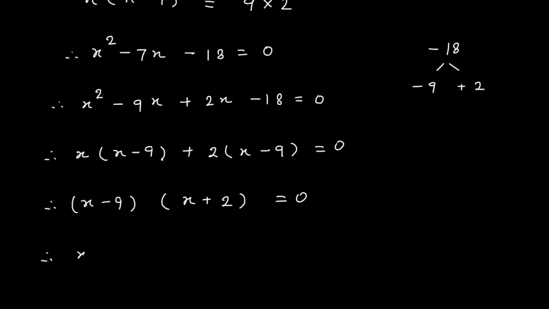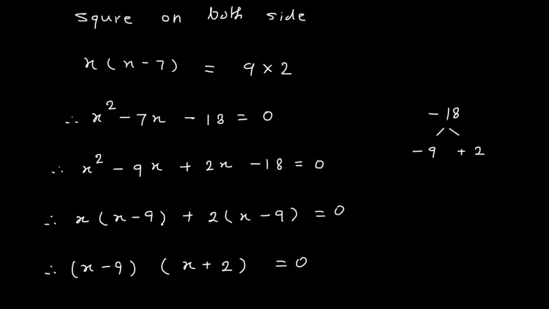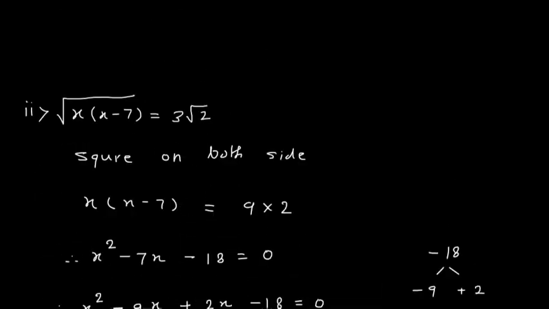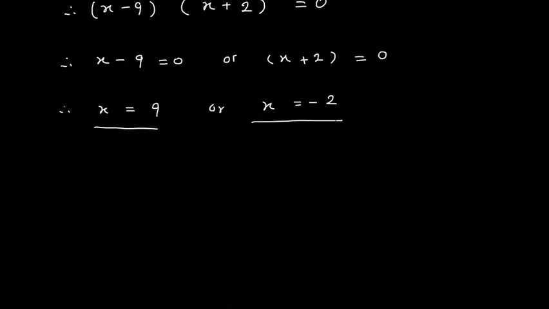So you have x minus 9 is 0, or you have x plus 2 is equal to 0. So we say that x is equal to 9, or we say that x is equal to minus 2. So the value of x is 9 or the value of x is minus 2. This is the second problem. Let us move to the next question. But wait, here also we have to check both these values, right?